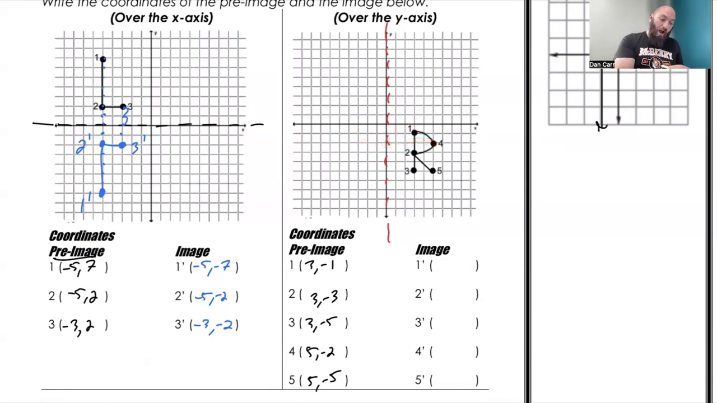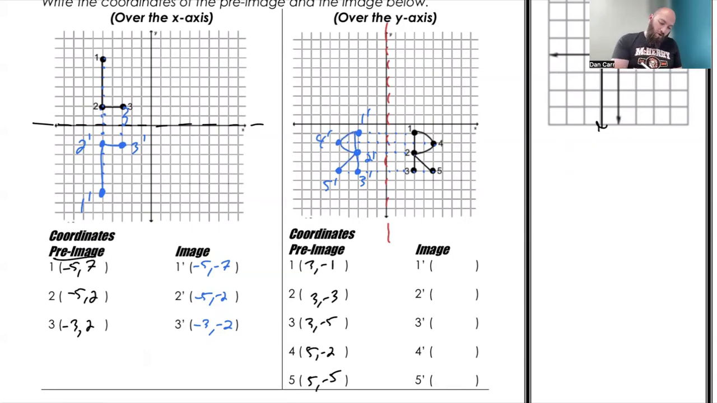That's where we're getting our primes from. Okay, so 1, 2, 3, 1, 2, 3. Here's 1 prime. 1, 2, 3, 1, 2, 3, 2 prime. And then 3 prime will end up being here. So 5 goes 1, 2, 3, 4, 5. Here's 5 prime. And then finally 4 prime. So we've got 1, 2, 3, 4, 5. So here is my mirror image.